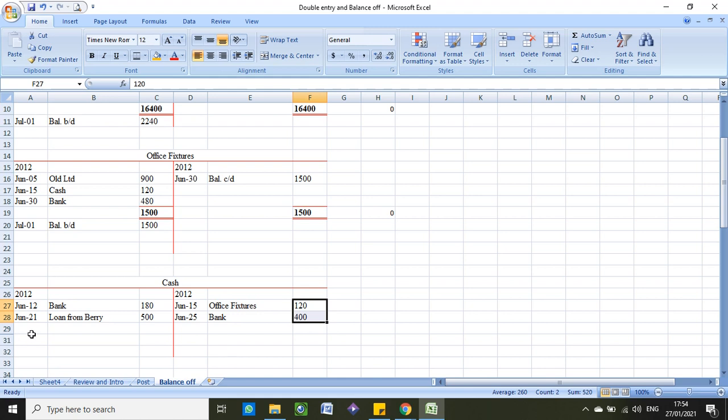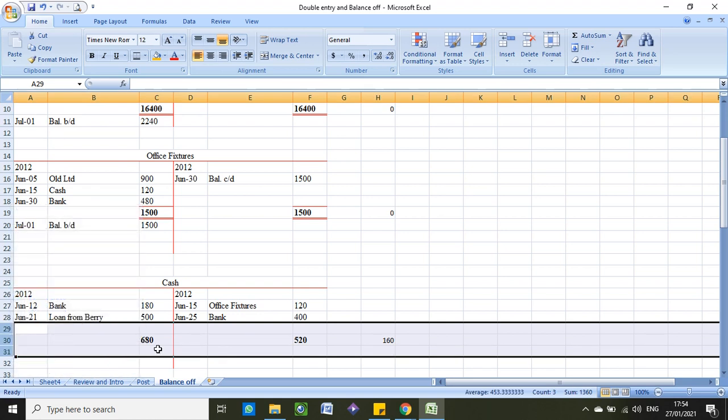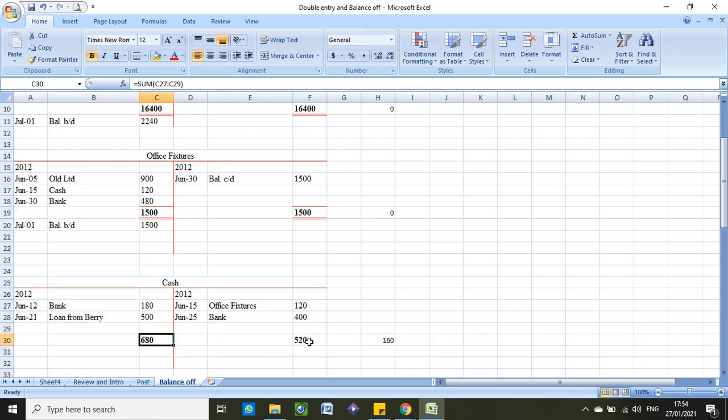So what I need to do is take the largest number minus the smallest number. I have 680 on this side and I have 520 on this side. So I'll do 680 minus 520 and I get 160. So this 160 needs to be entered on the smallest total, which is the credit side. So I go ahead and I enter that here, 160. Last day of June, June 30th. Balance carried down, 160 of course.